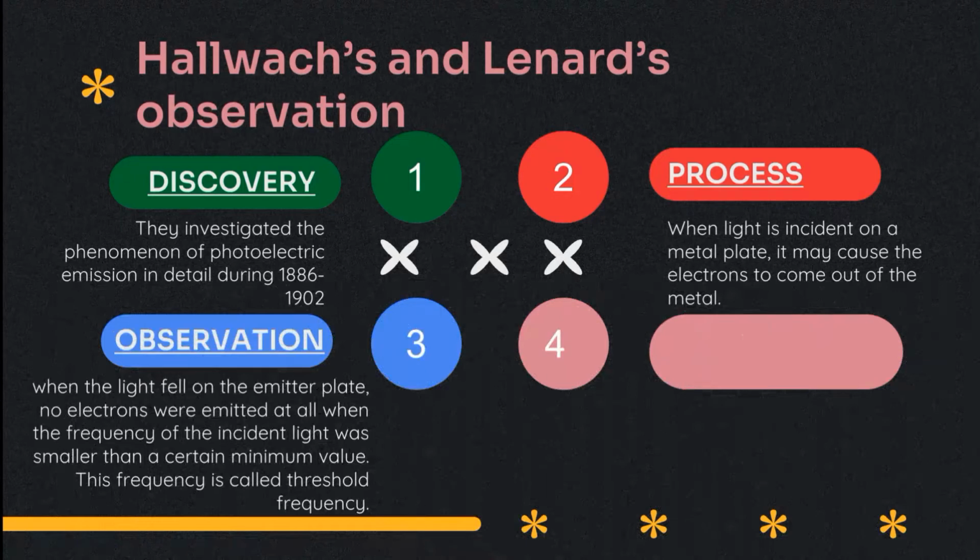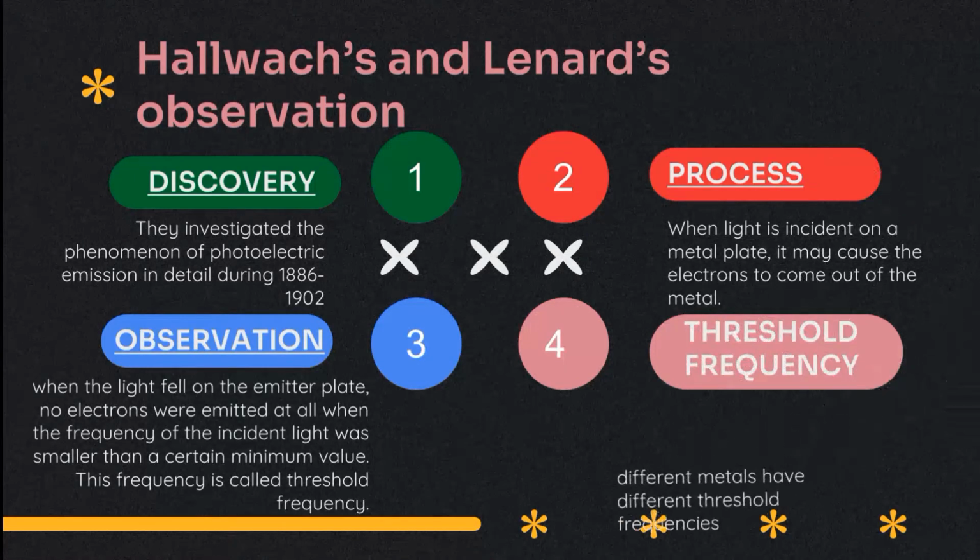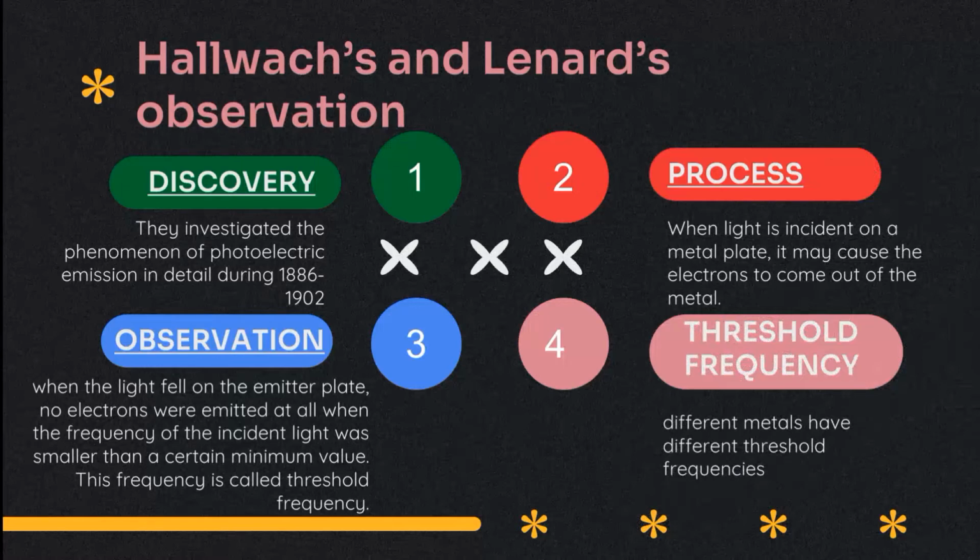Hallwachs and Lenard also observed that when light fell on the emitter plate, no electrons were emitted at all when the frequency of the incident light was smaller than a certain minimum value. This frequency is called the threshold frequency. It was also noticed that different metals have different threshold frequencies.